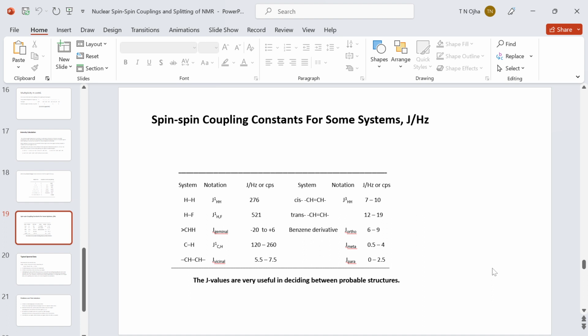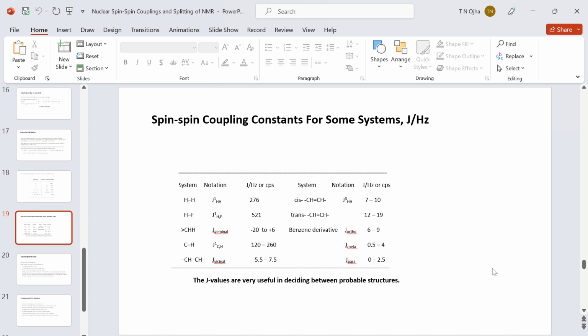Geminal coupling, meaning two hydrogens on the same carbon, is -20 to +6 hertz. Splitting between carbon-13 and hydrogen is in the range of 120 to 260. Splitting between two hydrogens on adjacent carbons, meaning vicinal, is 5.5 to 7.5. Splitting between two hydrogens which are cis to each other is 7 to 10 hertz. For the trans situation it is a bit higher, 12 to 19 hertz.